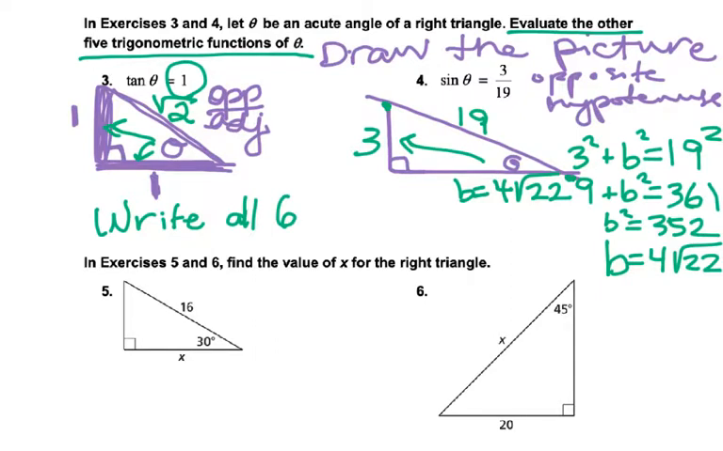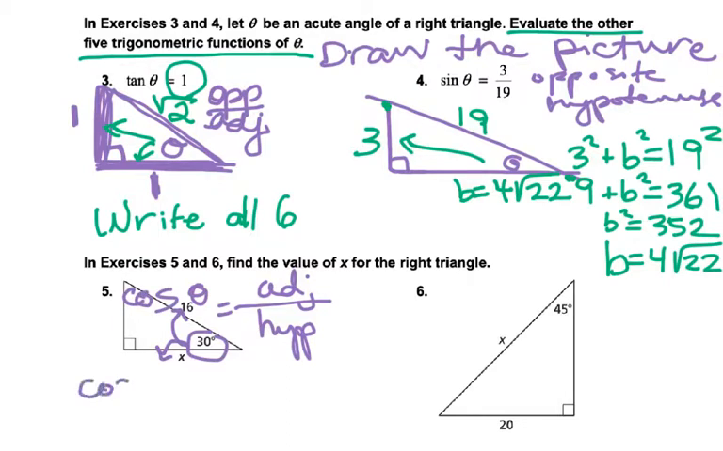So in number 5, it just says find x. So we have theta here. This is the adjacent side, and this is the hypotenuse. So we ask ourselves which one uses the adjacent and the hypotenuse. That's going to be cosine. So CAH is cosine, so SOH CAH TOA. So we're going to write this equation. Cosine 30 is equal to, the adjacent side is x, and the hypotenuse is 16.